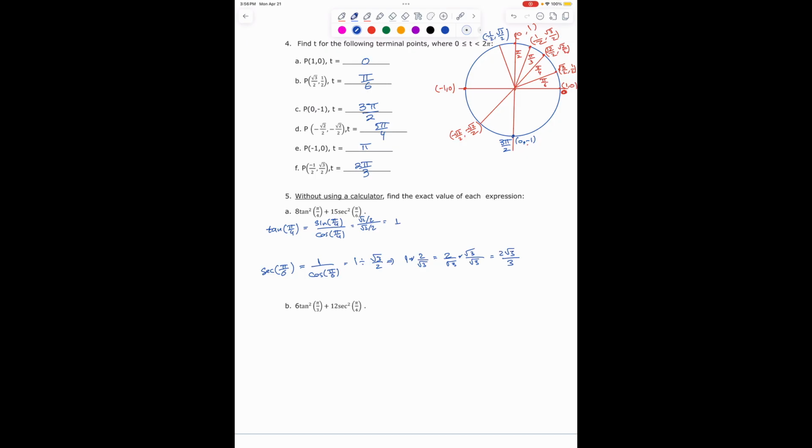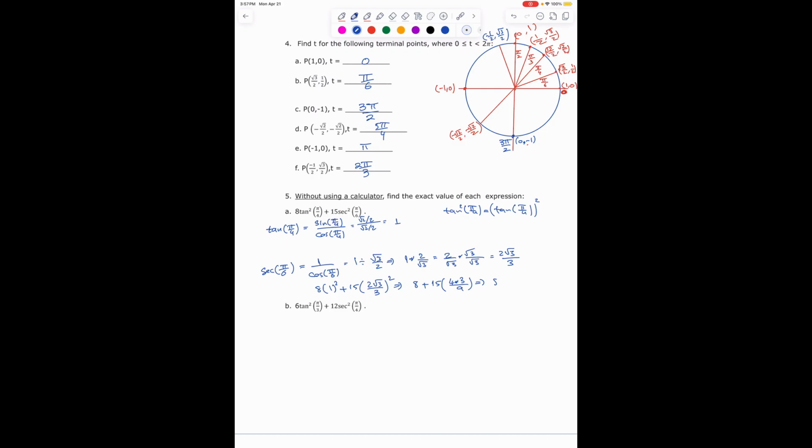Now, if we plug the numbers in, we get 8 times tangent pi over 4 all squared, which is the same as tangent square pi over 4. So we can replace that with 1 and square it, plus 15 times 2 square root of 3 over 3 all squared, which will lead us to 8 plus 15 times 4 times 3 over 9.